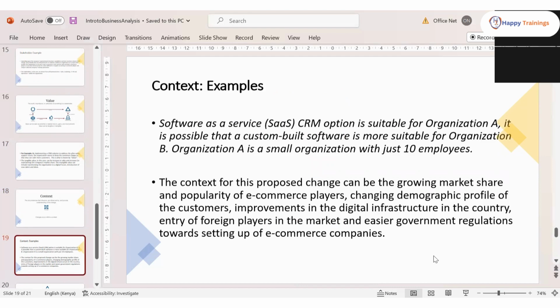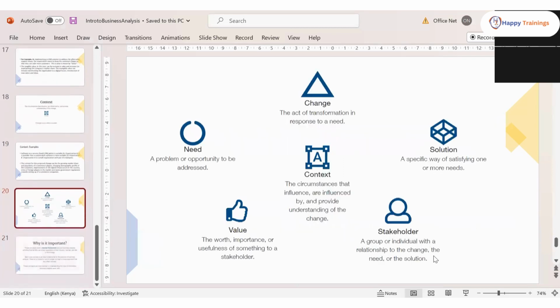Example, a software as a service option is suitable for organization A. It is possible that custom built software is more suitable for organization B. Organization B is a small organization with just 10 employees. The context for this proposed change can be the growing market share and popularity of e-commerce players, changing demographic profile of the customer, improvements in the digital infrastructure in the country, entry of foreign players in the market, easier government regulation towards setting up of e-commerce companies.